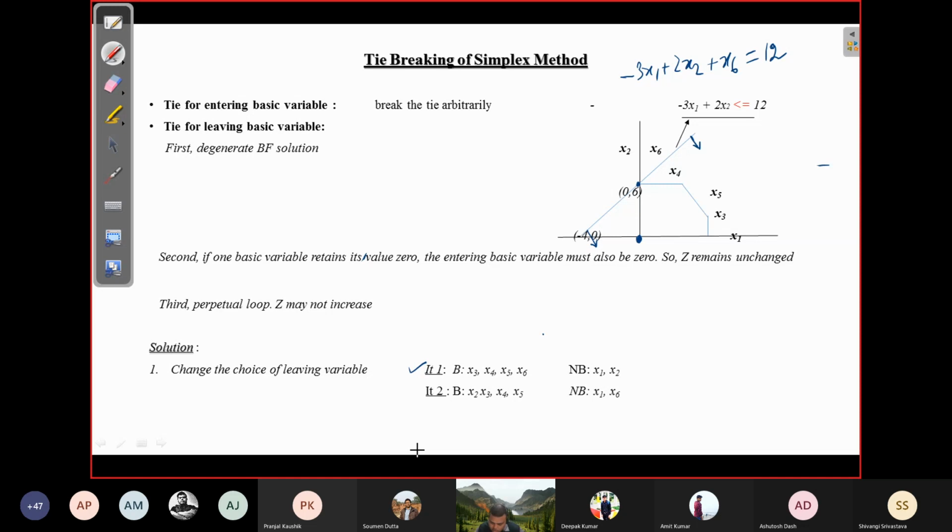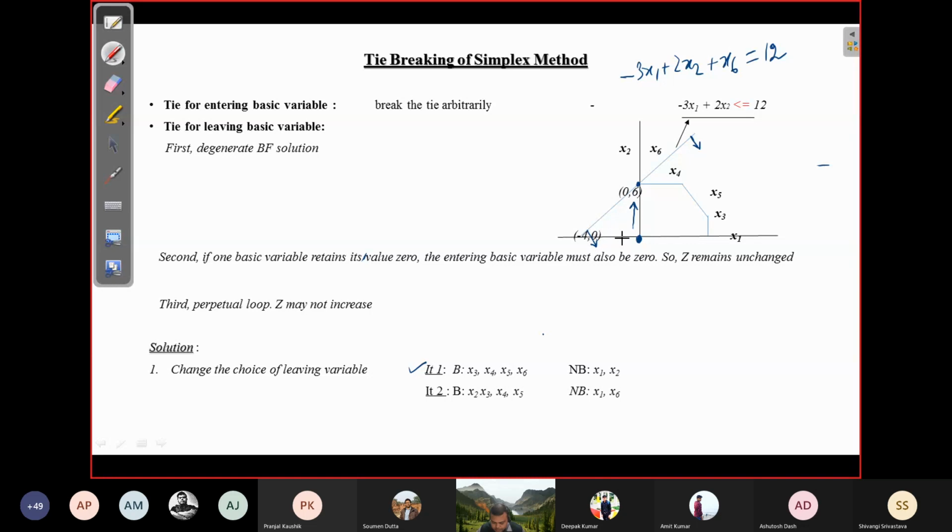Graphically, you can say, intuitively, if you look at the graph, what will happen at this point? So the next point will be this one. If you choose x2 to include in the base, you move along this direction, right, you will get this point 0, 6. So intuitively at this point, x2 will enter the base here. At this point, x2 will be in the base, right?